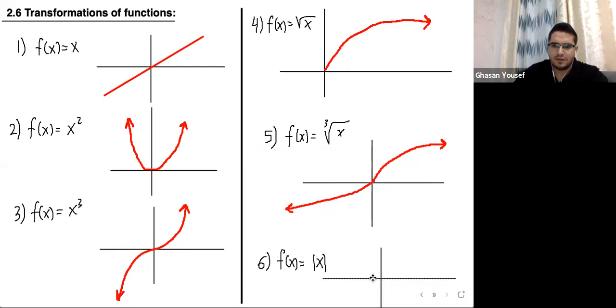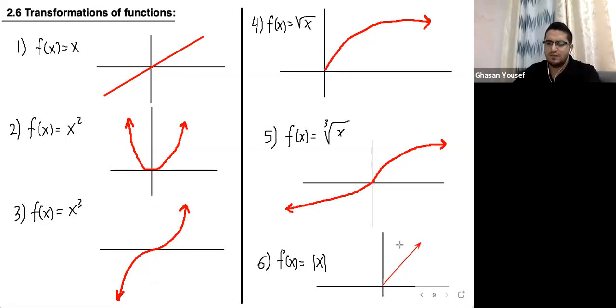So for this function here, the graph looks like a double line. The first one goes like this, and the second line like this. This is the graph of the absolute value of x.